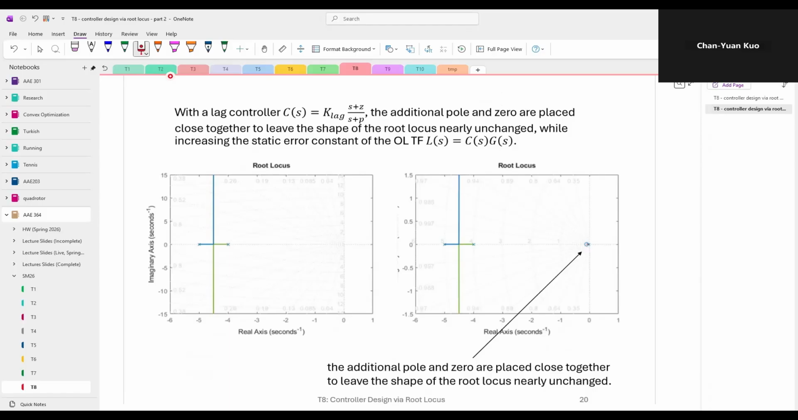Next, let's move on to the lag compensator. With the lag compensator, we can introduce a pole and a zero, both near the origin, to the open loop transfer function, with the pole closer to the origin than the zero. And just like the PI controller, the pole and zero are placed close to each other so that their effect on the shape of the root locus is minimized.